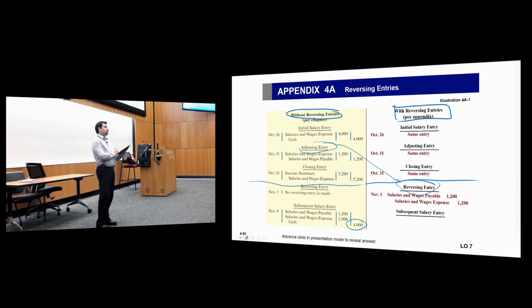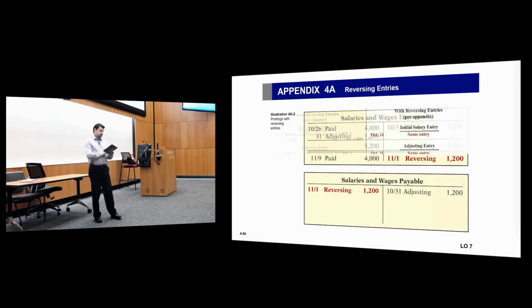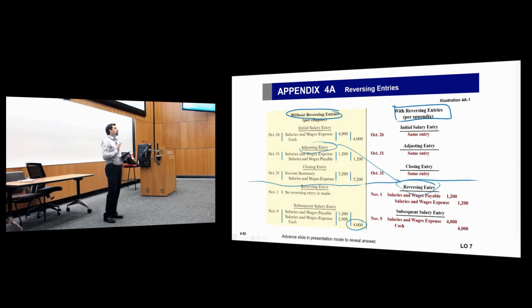What would the subsequent salary entry be? On November 9th, when the company is going to make the entry to recognize the payment of salaries, it will always be salaries and wages expense, 4,000, cash, 4,000. The amounts are the same. The money that the company paid is the same. If you actually add those two together, it will be the same thing. If you combine those two, you actually end up with this one.